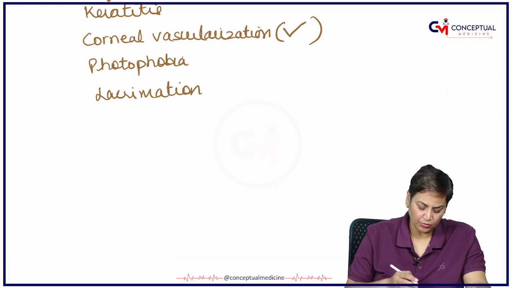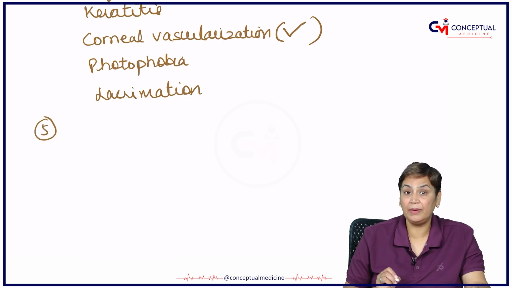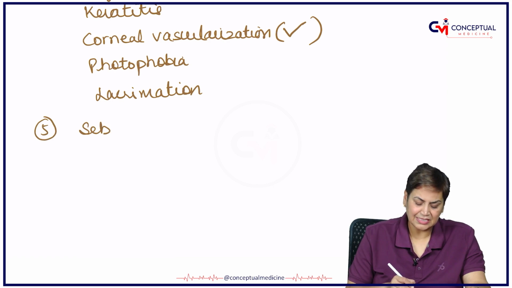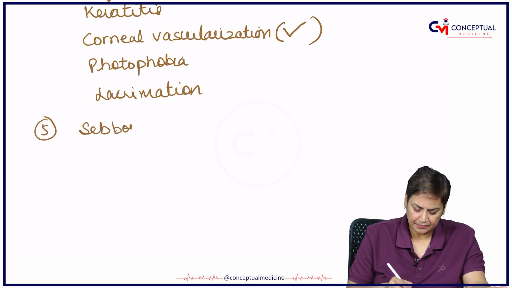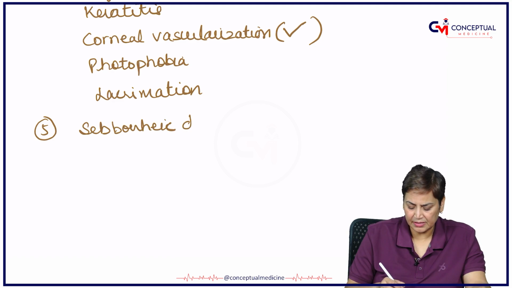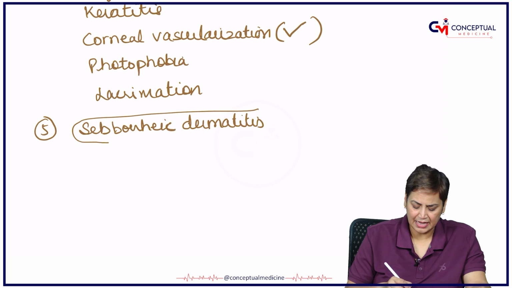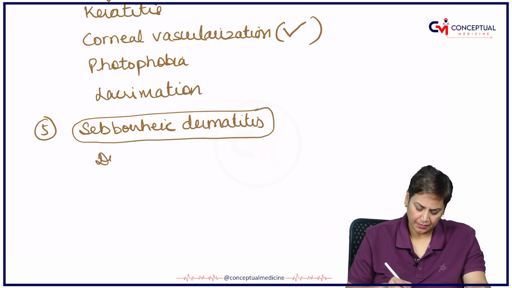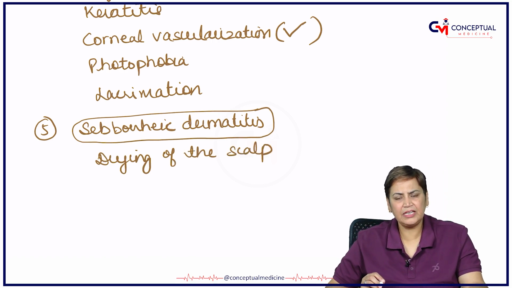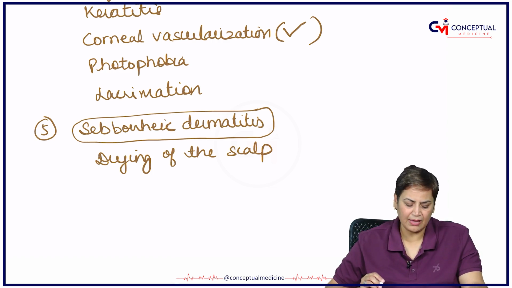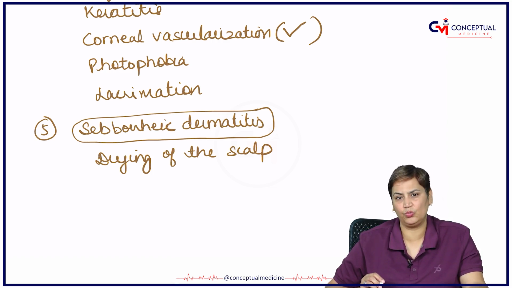And then we come over to the fifth one, seborrheic dermatitis. The scalp becomes totally dry, so dandruff and all will start appearing on the scalp. Seborrheic dermatitis, drying of the scalp. Right, so these are the main deficiency manifestations of riboflavin or vitamin B2.